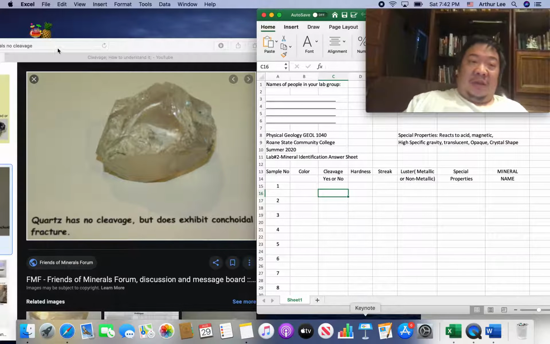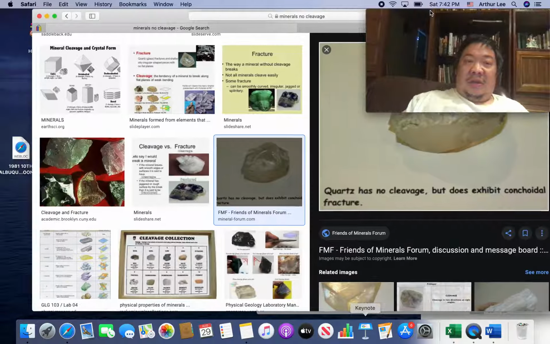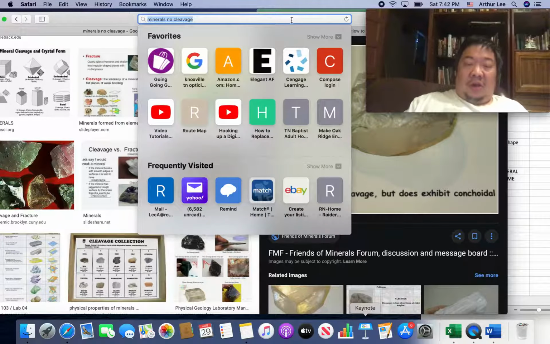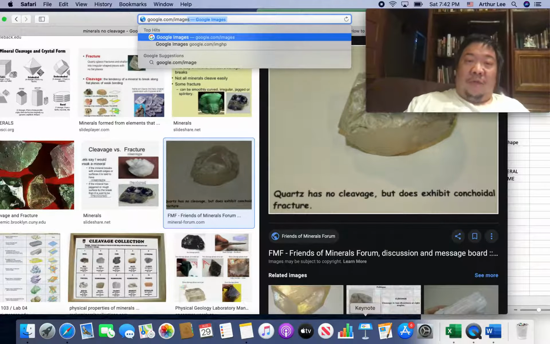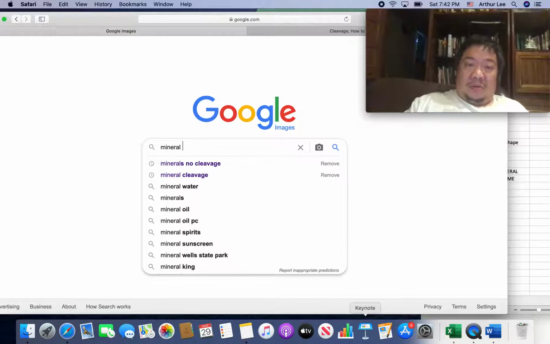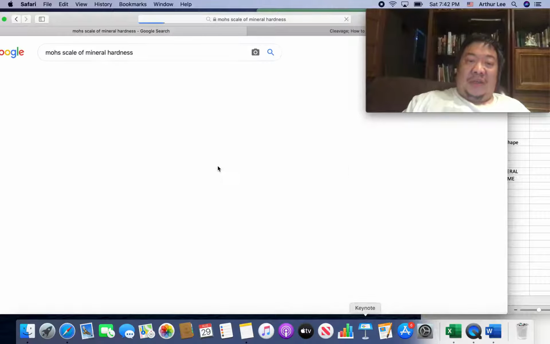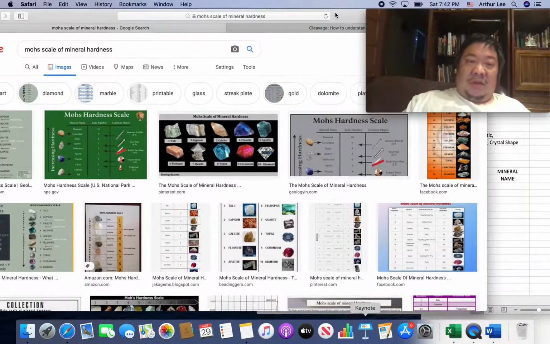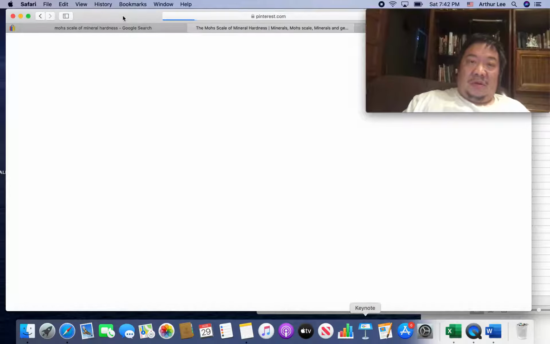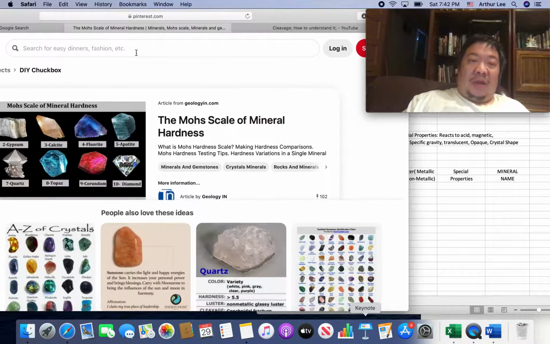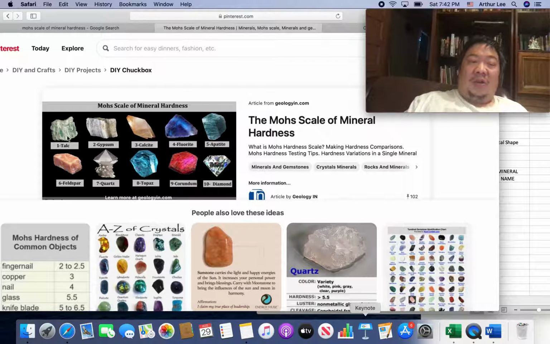Next thing you can use to identify minerals is hardness. Let me show you what minerals have a hardness going from 1 to 10. And we measure hardness using Mohs scale, M-O-H-S. And this is in your textbook, but here you can see Mohs scale. Mohs scale is based on the relative hardness of 10 minerals. Talc being hardness of 1, the softest mineral.